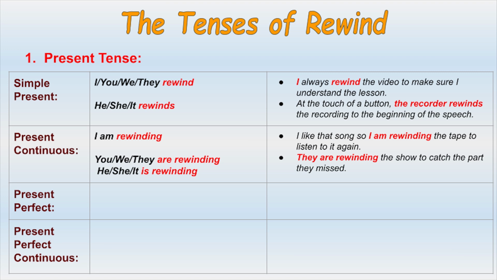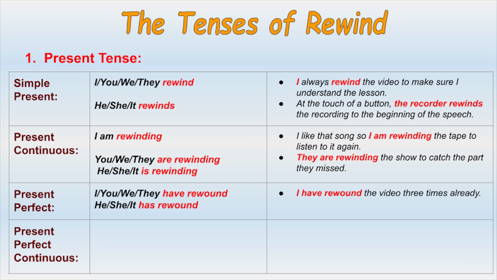For the present perfect tense, I, you, we, they have rewound, and he, she, it has rewound. For example, I have rewound the video 3 times already, or Mary has rewound the video to the beginning.